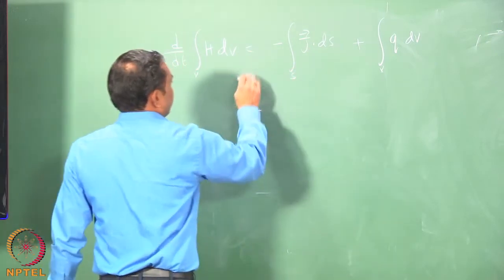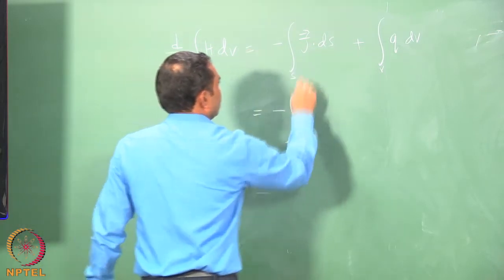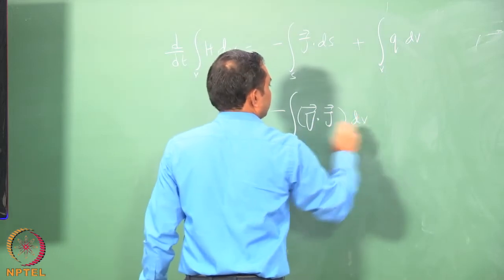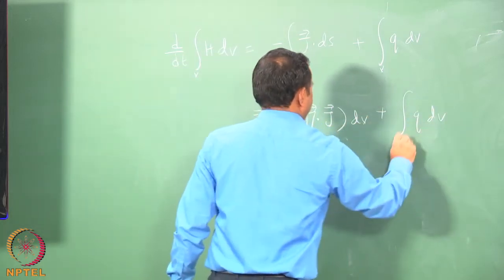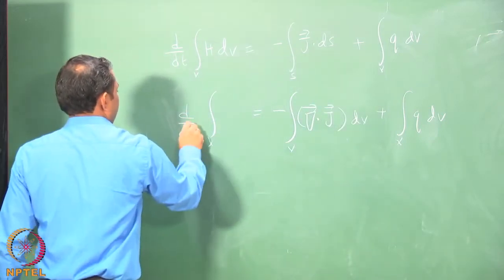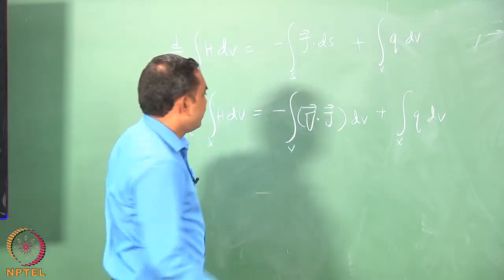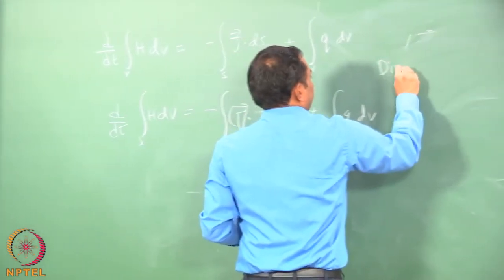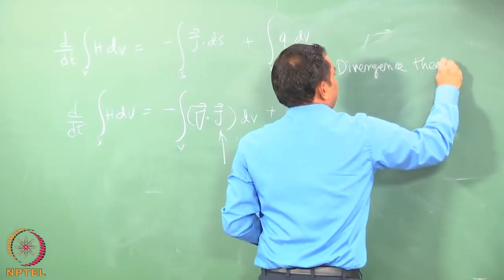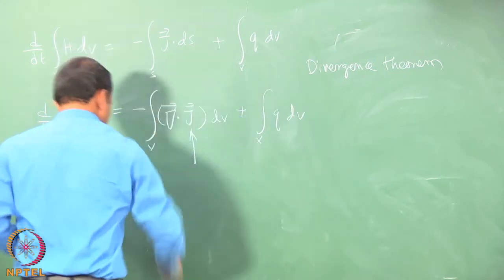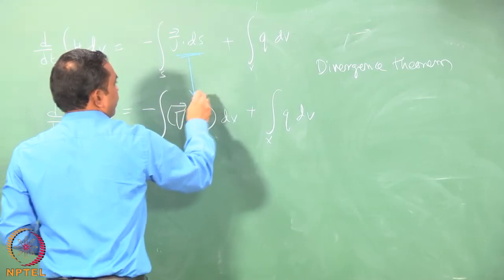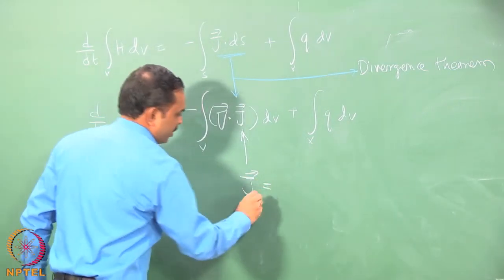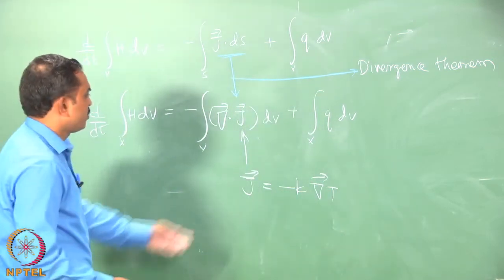So, this term can then be simplified as, J dot dS can be written as, and if you want, now you are ready. From here to here we are using the Gauss theorem. So, I would say that the divergence theorem is used to go from here to here. And then for the J expression we would write J is equal to minus K into gradient of temperature. So, that we will be able to substitute.